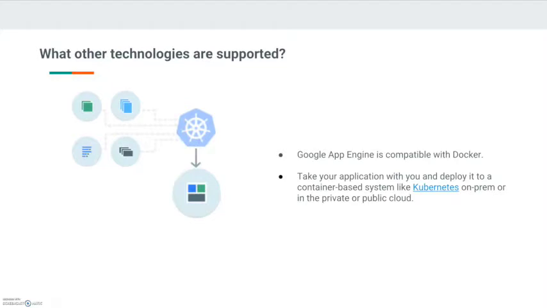Google App Engine is also compatible with Docker. That means that you can supply your own Docker image, or you can bring your own custom software stack. Also, Google allows you to take your application and deploy it to a container-based system like Kubernetes.